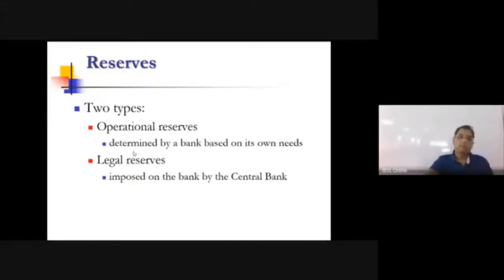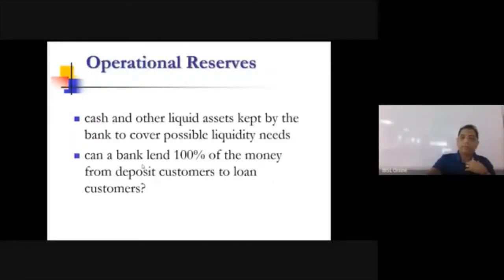Like I said, operational reserves would be determined by a bank based on its own needs. Legal requirements are imposed on the bank by the central bank. It could also be other regulators, but mainly by the central bank of that particular country. So basically, operational reserve is cash and other liquid assets kept by the bank to cover possible liquidity needs. We've discussed this already in detail, but basically, if my depositors want their money back, what are the reserves I have put aside separately to meet those requirements?